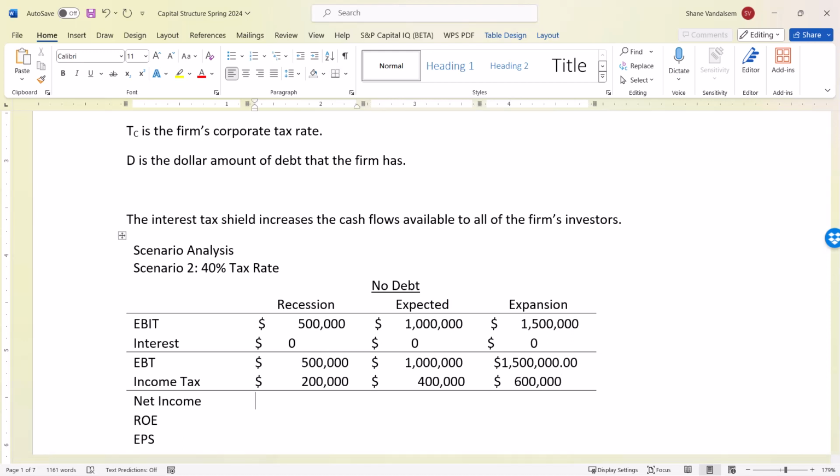So the net income, if the economy goes into a recession for this firm, would be $300,000. In the expected economy, the net income would be $600,000. And finally, in the expansion economy, the net income would be $900,000.